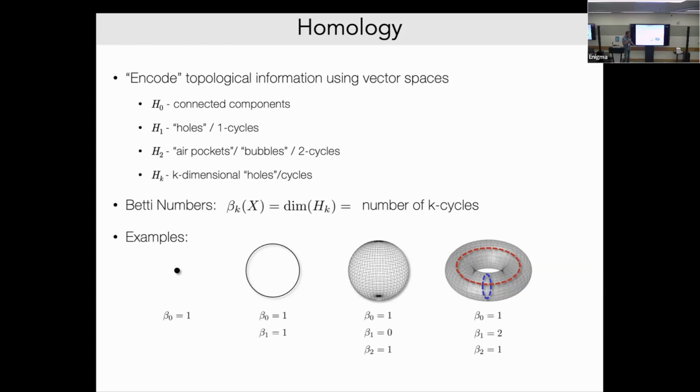And these are a few examples. So for example, the circle has one connected component and one hole, or one cycle. The sphere has a two-dimensional cycle, the entire air pocket. And then the torus, the last one, has one component. There are two independent loops, or one-dimensional cycles, the red and the blue. And then the entire air inside the torus you can think of as a two-dimensional cycle. So this is the kind of topological properties we're interested in.